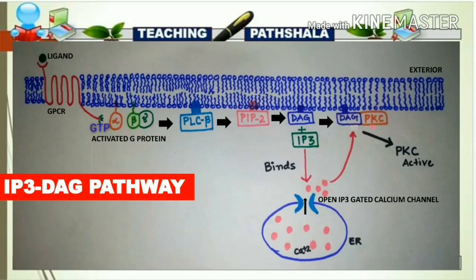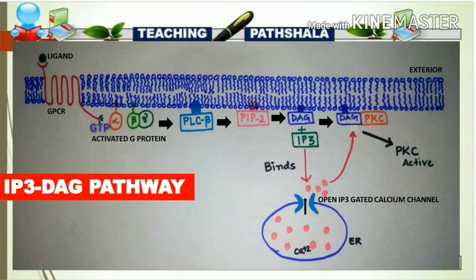First of all, I would like to mention that PLC beta and PIP2 are all membrane associated. PIP2 is a type of phospholipid and PLC beta is a type of enzyme that is associated with the plasma membrane. First, there will be the presence of an extracellular ligand that is going to bind to the GPCR, and that will result in a conformational change in the structure of the GPCR. That is going to result in the activation of a G protein. This activation will replace GDP with GTP.